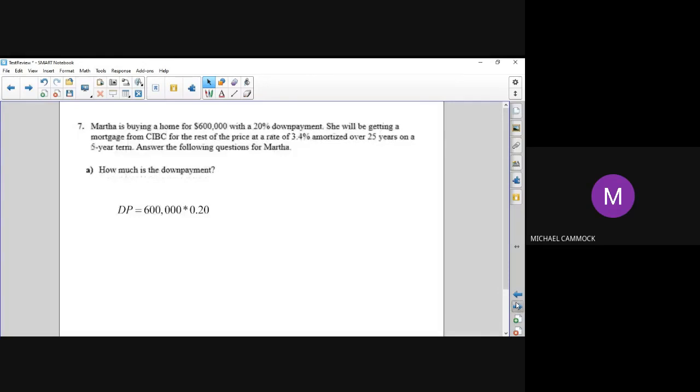Now I'm going to go to the mortgage part of the unit. We finished all of the compound and simple interest and annuities section. Now let's get to the mortgage part. This says that Martha is buying a home for $600,000. She has a 20% down payment. She's going to be getting a mortgage from CIBC, one of the banks here in Canada, for the rest of the price at a rate of 3.4%. That's the mortgage she's going to get, 3.4% amortized over 25 years on a 5-year term. Let's answer these questions for Martha.